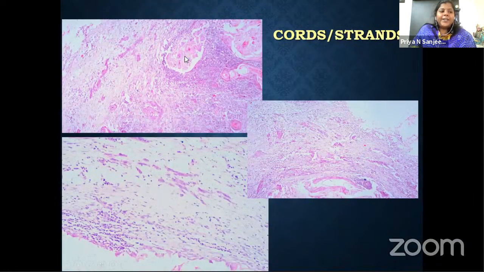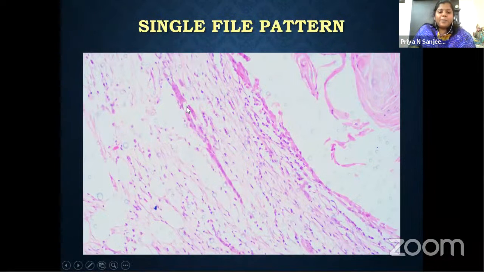And it can also be in the form of cords and strands. You can see the small trabeculae, small cords, extensions here. And sometimes a single file pattern is noted. We usually come across this kind of pattern in the salivary gland malignancies. So this single file pattern is also called Indian file pattern. There is arrangement of the tumor cells in this way.